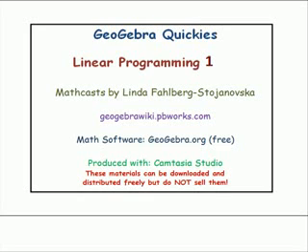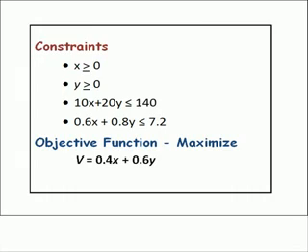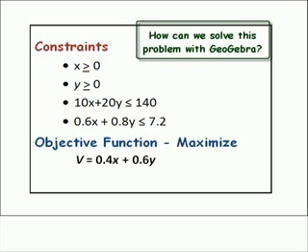In this mathcast, we show how to use GeoGebra to do linear programming. Let's assume that we have a problem with the following constraints. x is greater than 0, y is greater than 0, 10x plus 20y is less than 140, and 0.6x plus 0.8y is less than 7.2. Our objective function, which we need to maximize, is v equal to 0.4x plus 0.6y. How do we do this with GeoGebra?